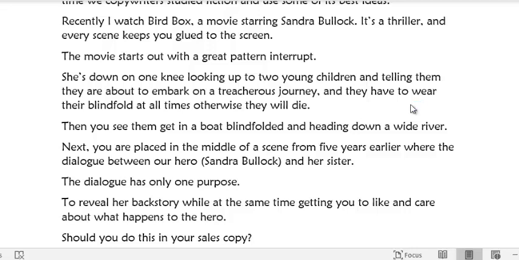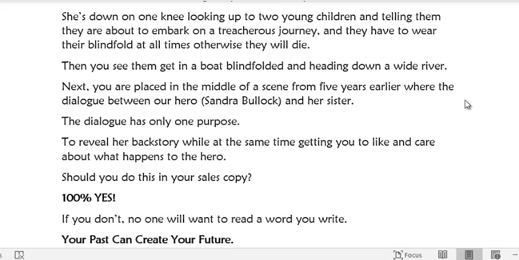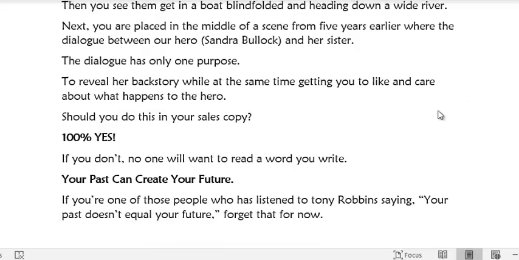Then you see them get into a boat blindfolded and headed down a wide river. Next, you're placed in the middle of a scene 5 years earlier with a dialogue between our hero, Sandra Bullock, and her sister. The dialogue has only one purpose: to reveal her backstory, while at the same time getting you to like her and care about what happens to her as the hero. Should you use this in your sales copy? 100% yes. If you don't, no one will want to read a word you write.